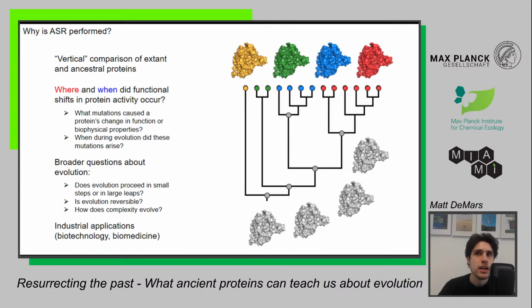And in biomedicine, you can also use ASR to reconstruct ancestral proteins and genes from viruses, for instance. And so you can look at how a virus has evolved over time, and it can be used potentially to develop more effective vaccines.